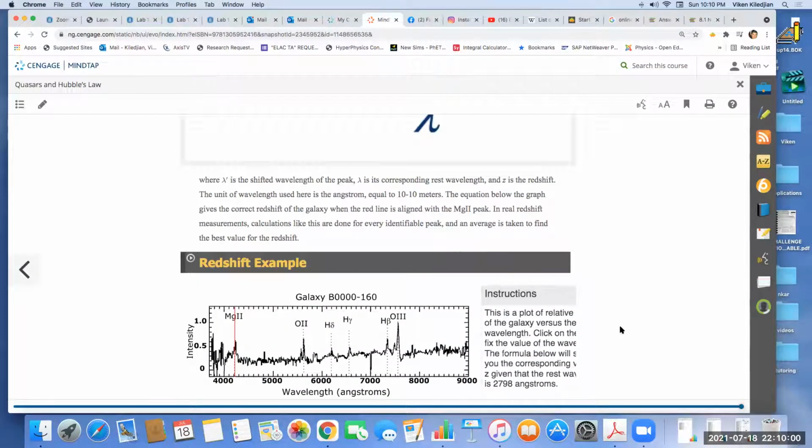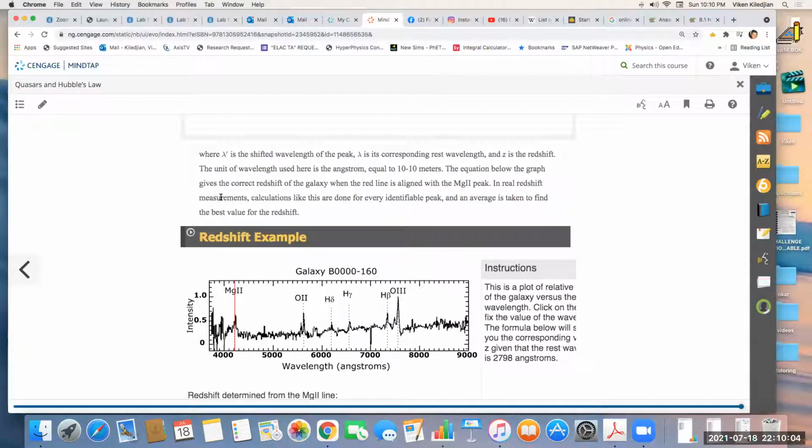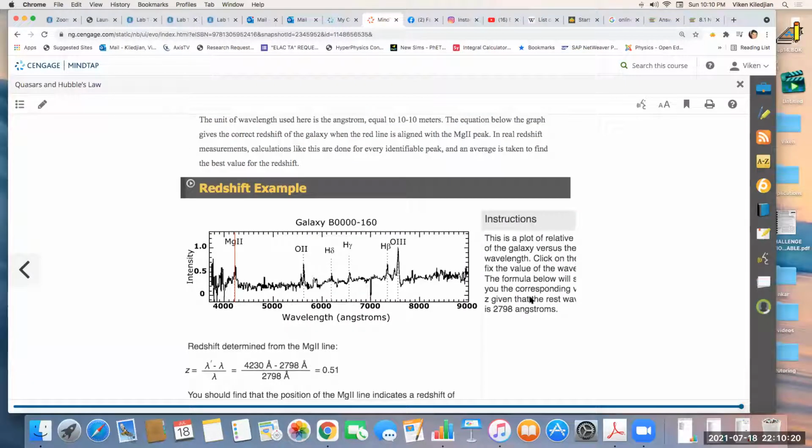So it says here, the equation below the graph gives the correct redshift of the galaxy when the red line is aligned with the magnesium 2 peak. In real redshift measurements, calculations like this are done for every identifiable peak, and an average is taken to find the best value for the redshift.